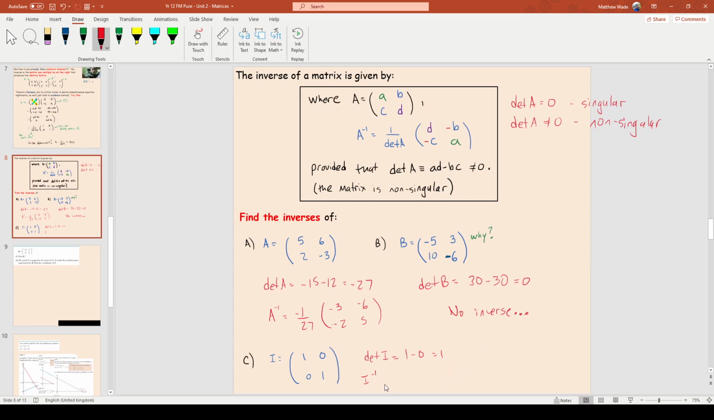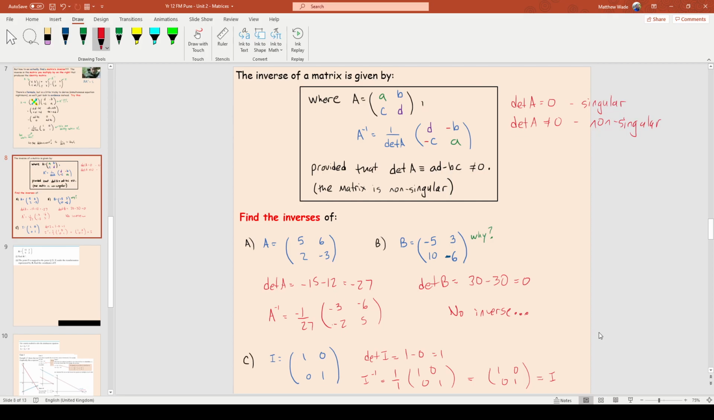So I's inverse is going to be 1 over 1 times, flip the main diagonal, so that 1 becomes that 1, and make both of the zeros negative, so you get that, which means the inverse of the identity is just the identity. Oh, that's cool, buddies. But if you think about it, of course it is. What does the identity matrix do when you multiply by it? That's right, nothing. Yeah, it's the one that did nothing.